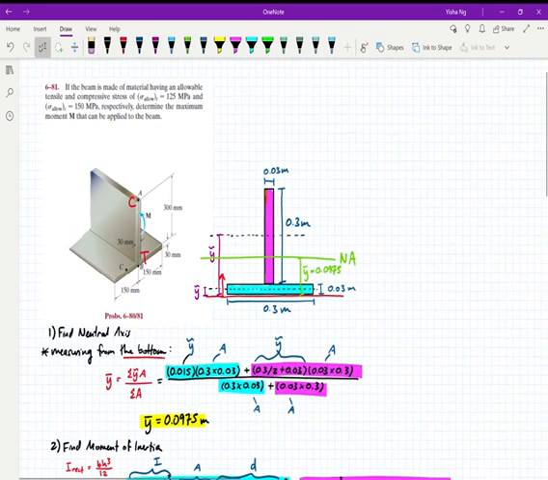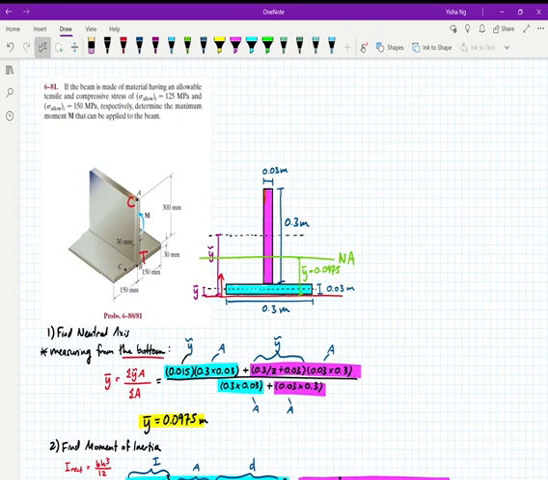So this is problem 6.81 from the book. You've got a beam that has some kind of material, and they're telling you that it has an allowable tensile stress of 125 megapascals and allowable compressive stress of 150 megapascals. And they want you to determine the maximum moment, M, that can be applied to the beam. So this is an allowable stress problem, but first of all, what we want to do is deal with the geometry of this beam because it's not really standard.